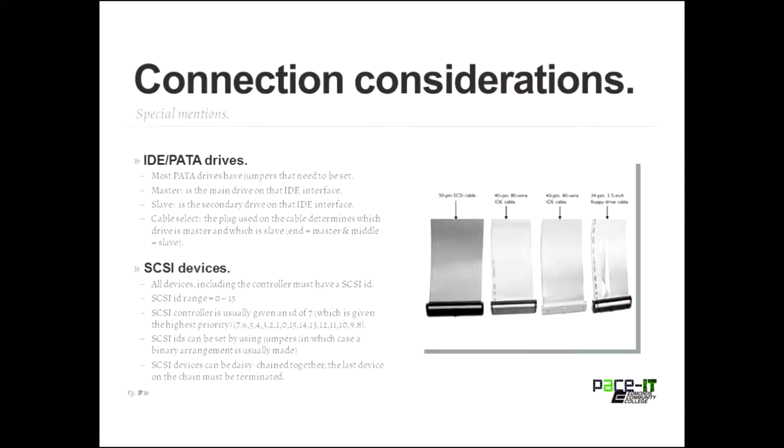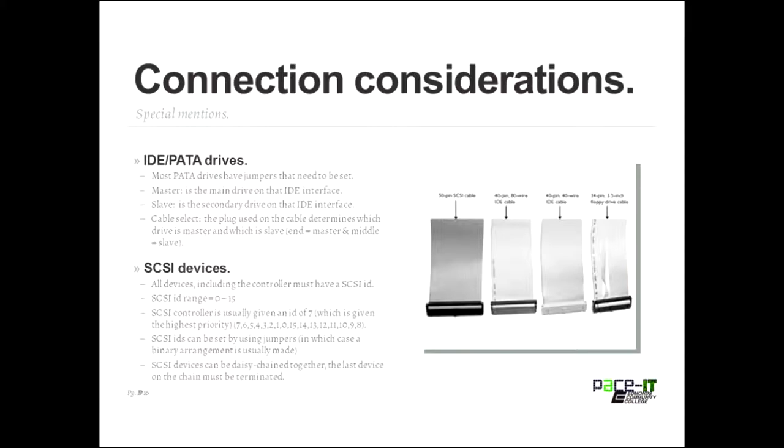Cable select means that the connection between the device and the motherboard could determine where on the cable it was plugged, and where it plugged in would determine what kind of device it was. If it was at the end of the cable, it was the master, and if it was plugged into the middle plug on the ribbon cable, then it was the slave. And you could only do that with the 80-wire IDE cables. It did not work with the 40-wire IDE cables.